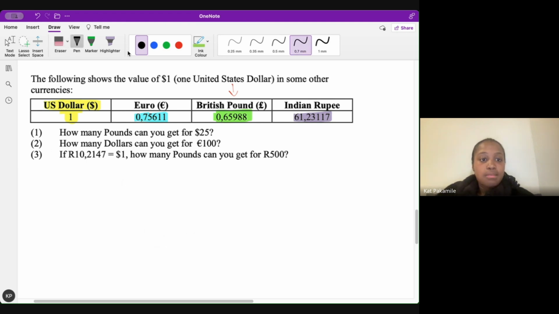Okay. How many pounds can you get for $25? Does anyone have suggestions about how we're going to do this? How did you do it, Mavis? So $1 is equal to 0.65988. It's all right, Spongo Musa. We're glad you're here. Welcome. Great. So you times by 25. But does anybody know why?